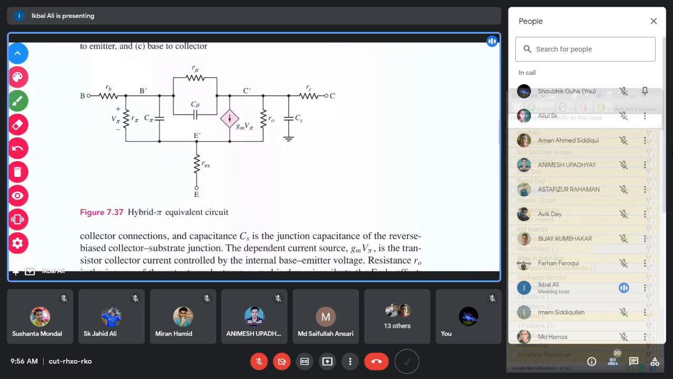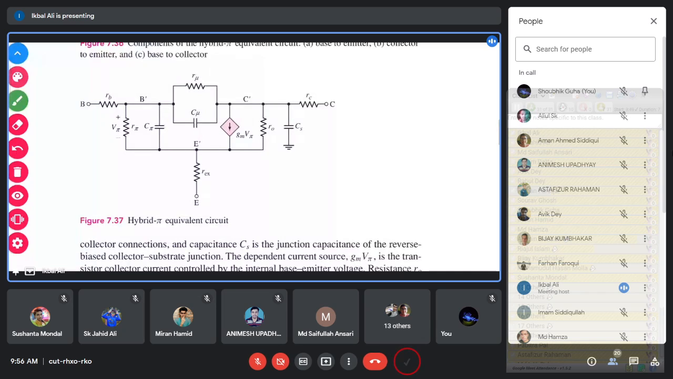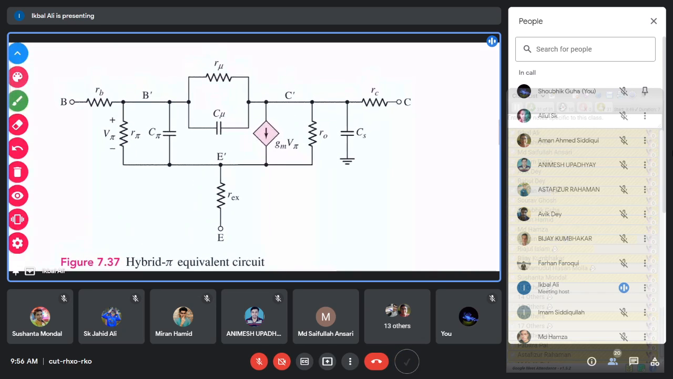Okay, we will now actually calculate some parameters that will give you some insight into the transistor, so that you can understand the transistor more with the help of this equivalent circuit. So that we are going to do. Now this circuit is a very large circuit.